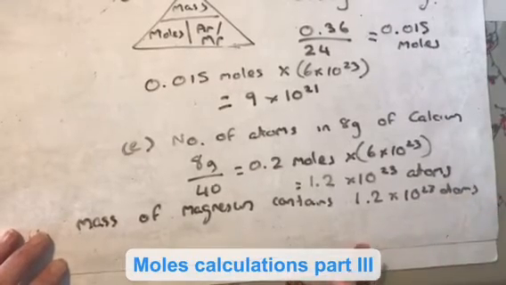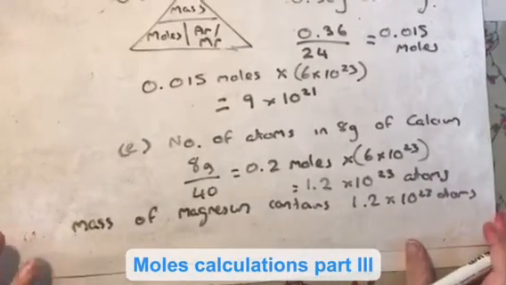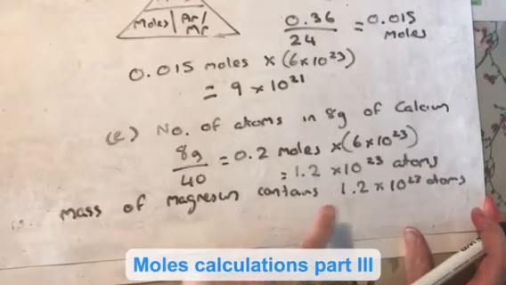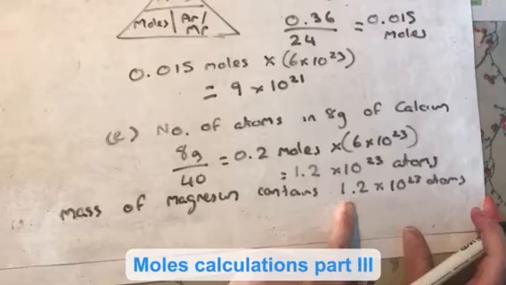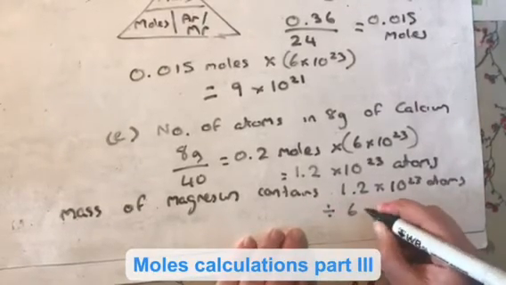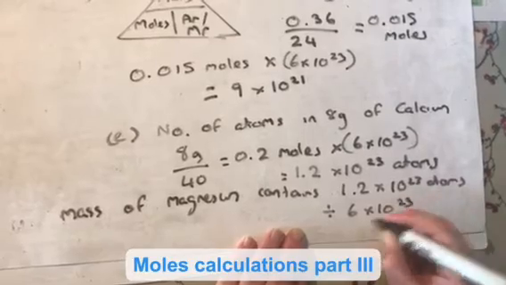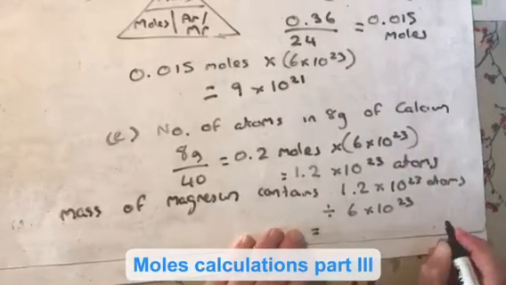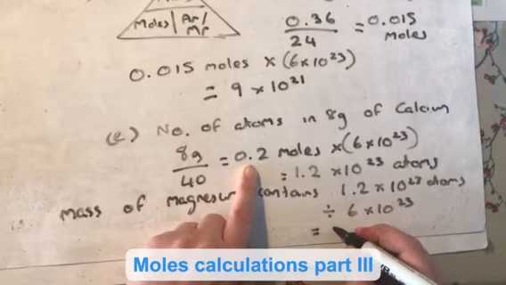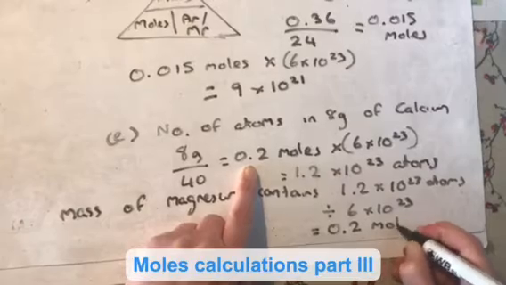Okay, so what we're going to have to do here is work backwards from this. So if our magnesium contains 1.2 by 10 to the 23 atoms, we're going to have to again divide that by 6 by 10 to the 23 to work out our number of moles of magnesium, and that's going to be easy because that's going to be the same as our number of moles of calcium. So that's going to be 0.2 moles.